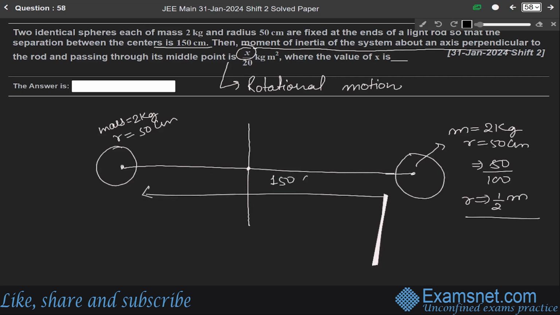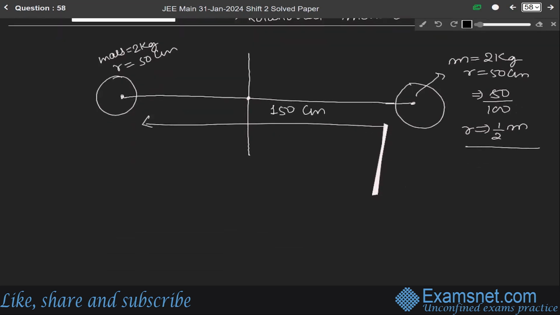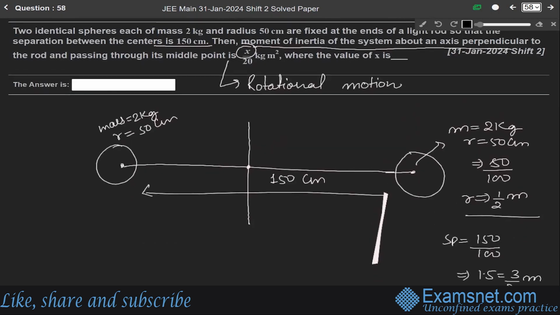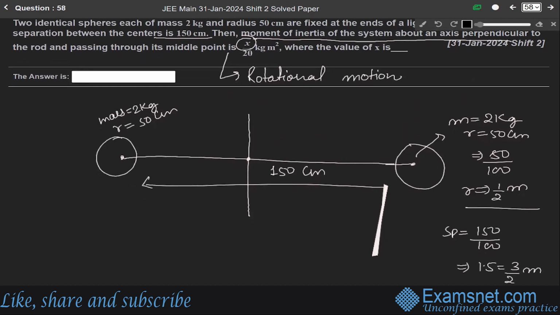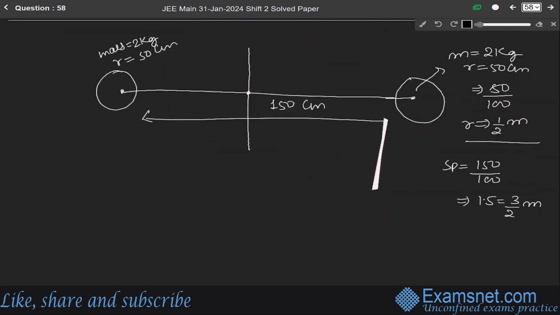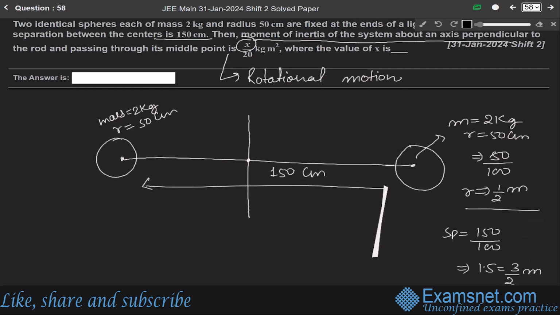150 centimeter means the separation is 150 over 100, so it is equal to 1.5. 1.5 means 3 by 2 meter. Okay, now using the formula for moment of inertia, if we find the moment of inertia of one sphere, then multiplying it with 2, we will get the moment of inertia of the whole system.